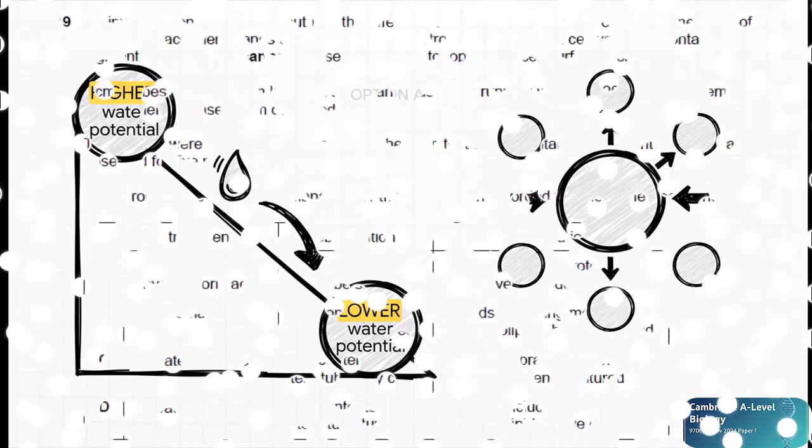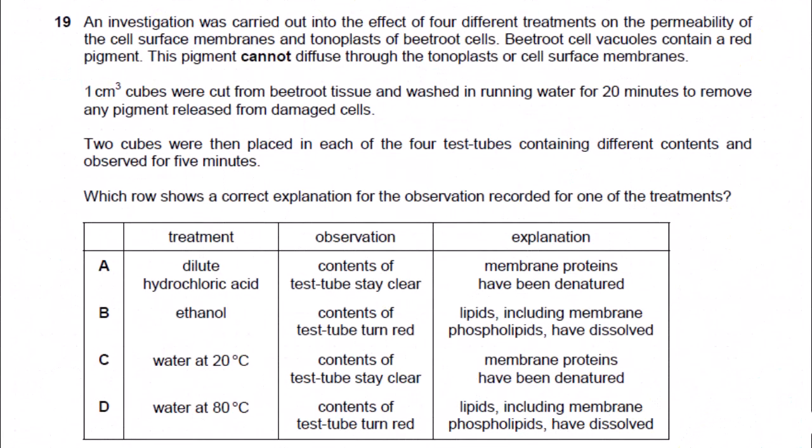That's it. Now we've got an investigation into beetroot permeability. Let's put on our detective hats and examine the evidence in this table. Let's start with option B. Treatment, ethanol. Observation, it turns red. Explanation, lipids dissolved. Does that make sense? Absolutely. Ethanol is an organic solvent. It will totally dissolve the fatty phospholipid bilayer of the cell membranes, causing all that red pigment to leak out. So B is looking like a very strong suspect.